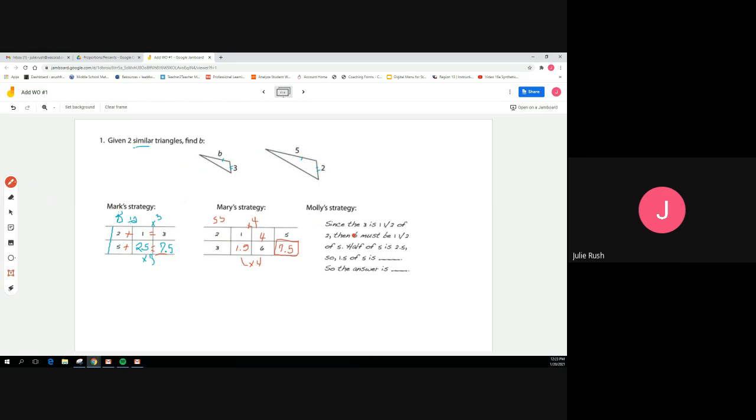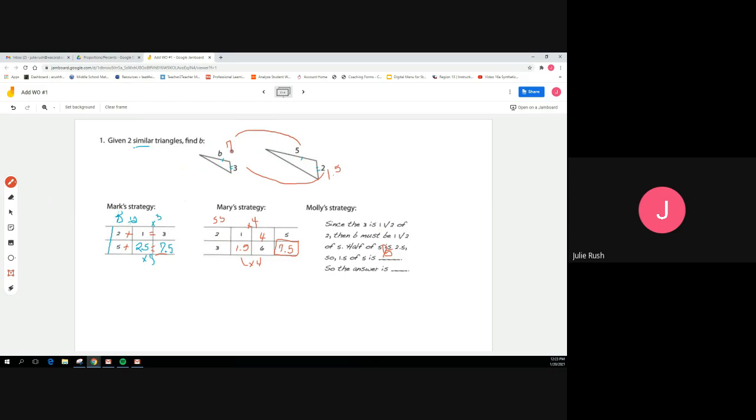So since Molly said, since the 3 is 1.5 of 2, so she looked here and she said, I know that 2 times 1.5 gives me 3, right? So that means that B must also be 1.5 of this, right? Of 5. So 1.5 of 5 is 7.5. So the answer is 7.5. So you could have easily, once you know that relationship, you could have multiplied 5 times 1.5.